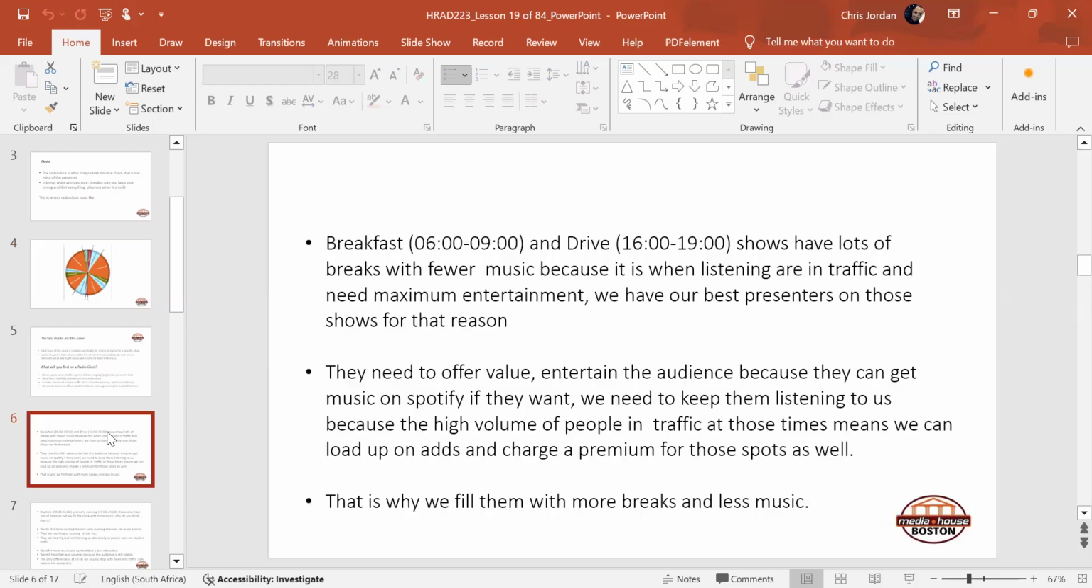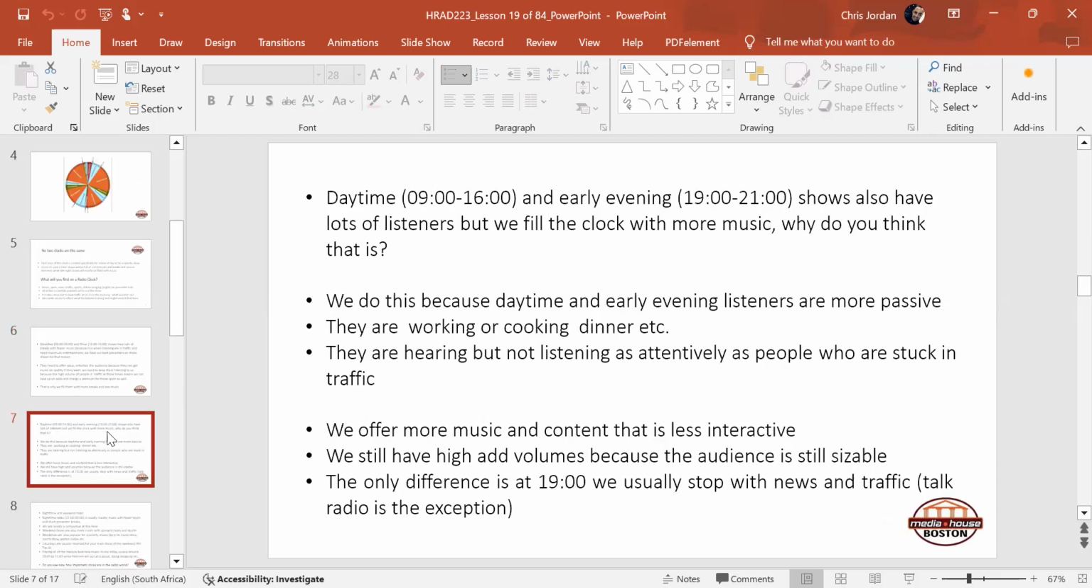Is how we make them listen longer, in addition to obviously the great value that we do offer them. So, for example, in daytime, so let's say anything between 9 and 4 o'clock or 9 to 3 o'clock, whatever it is, depending on when those two drive shows start and end, right? And earlier evening, the nighttime breakfast between 7 and 10 o'clock, 7 to 9 o'clock, shows they've also got a lot of listeners, right? But we fill the clock with more music.